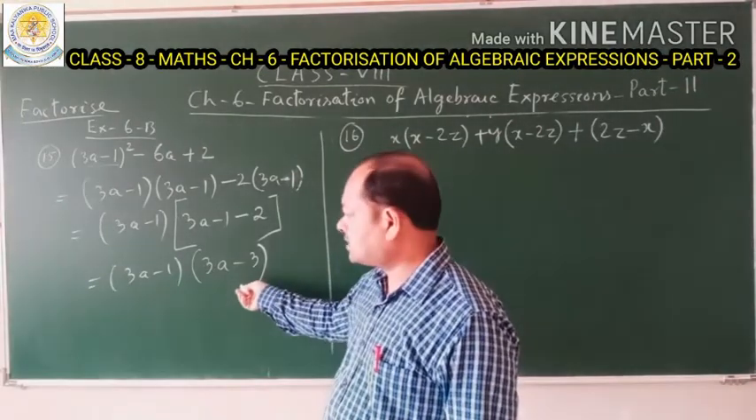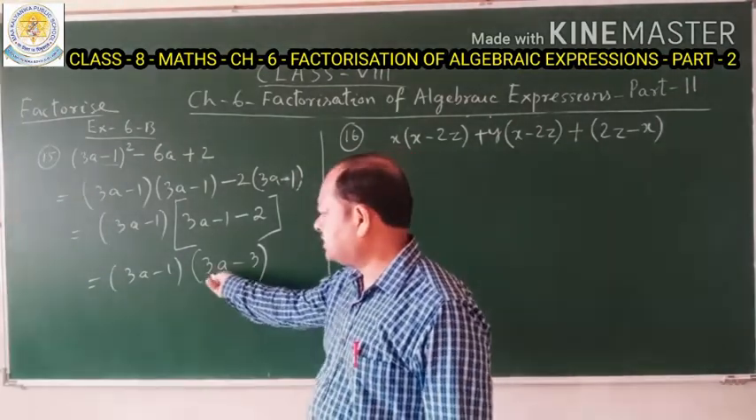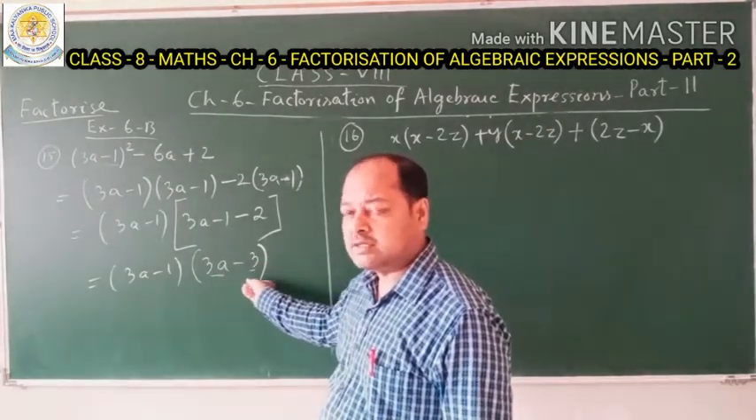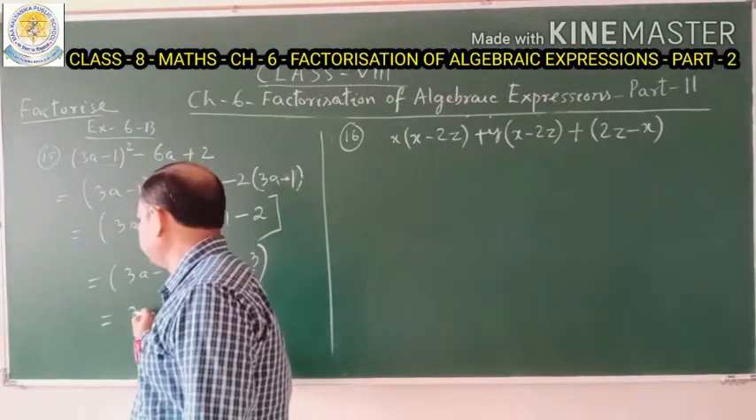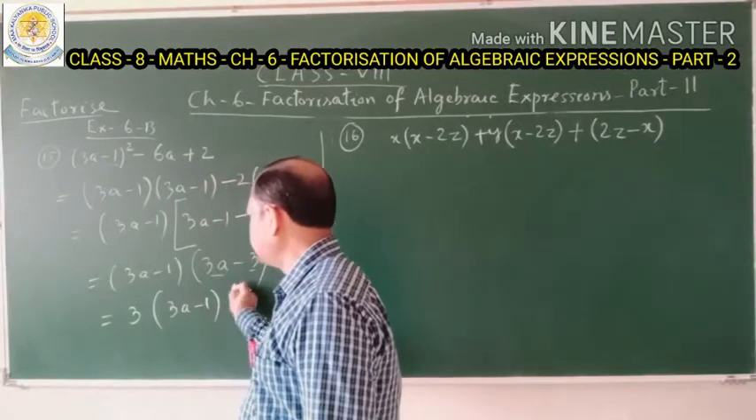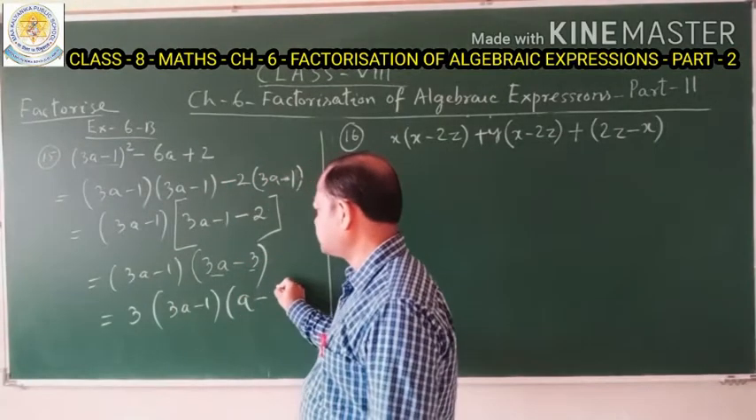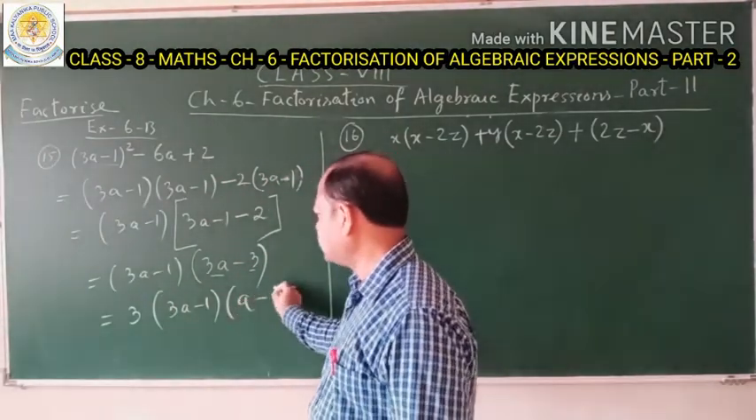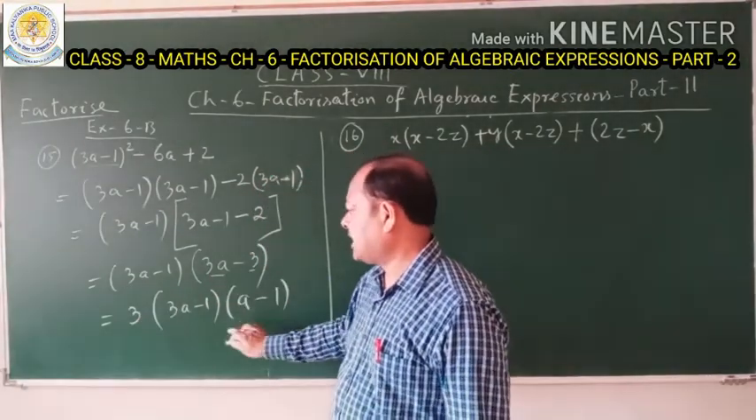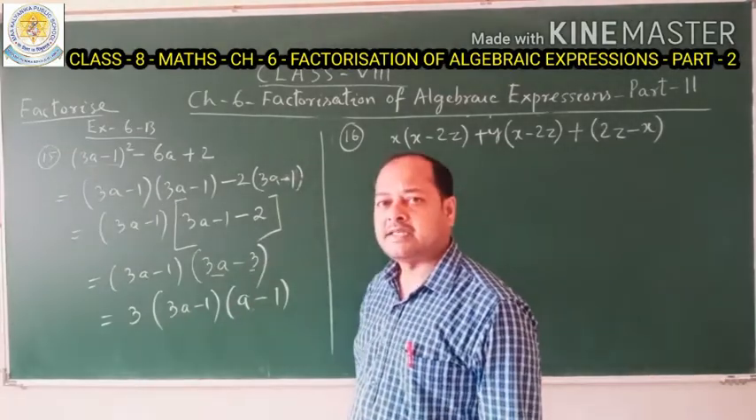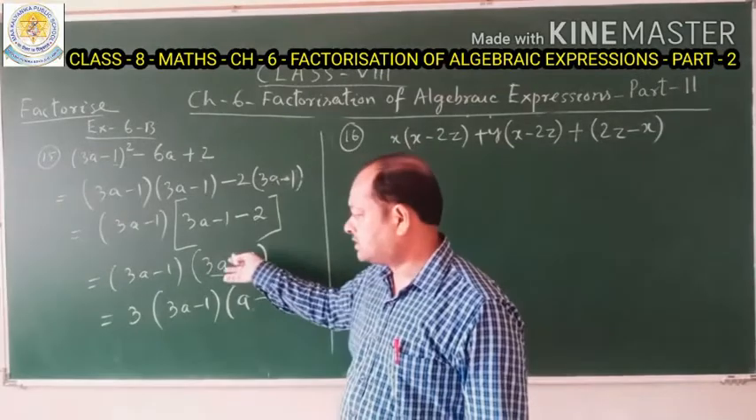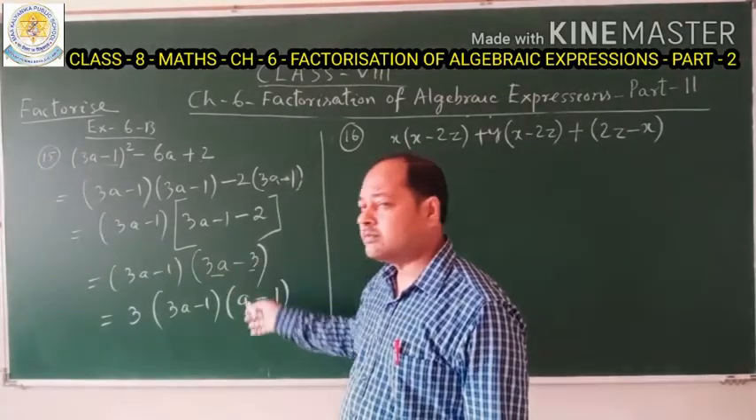Further, it can be simplified like this. See here, 3a and 3. Both the terms have something common. What is common here? 3 is common. So you can take 3 as common. If you take 3 as common, it becomes 3 into a minus 1, because if you multiply 3 into a, that is 3a, and 3 into minus 1, that is minus 3, so the value does not change. It is the same as this expression. This expression and this both are the same. You can write both the answers.